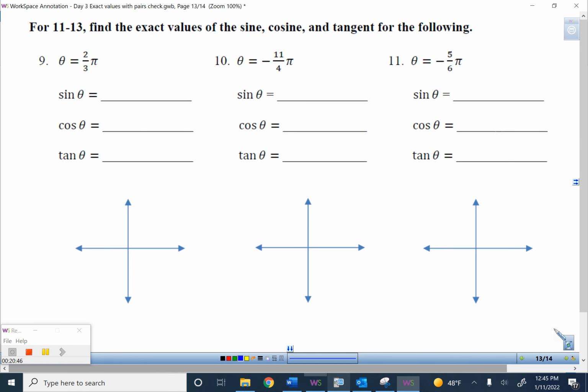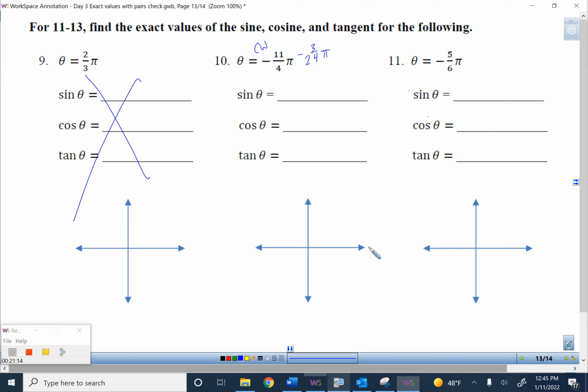Number 9, 10, and 11, the only thing new on them is tangent, so we're just going to do 10 and 11. We won't do number 9. Okay, so a negative 11 pi over 4 means we're going clockwise. And again, change this to a mixed number to help us here. Okay, so 4 goes into 11 2 times with 3 left over. So this is a negative 2 3/4 pi.